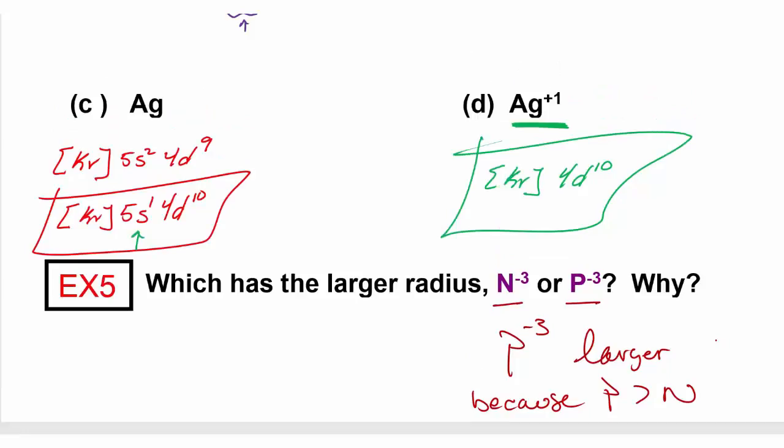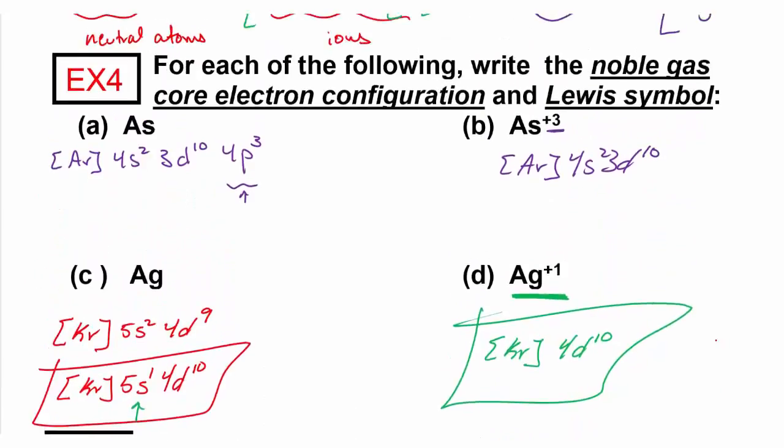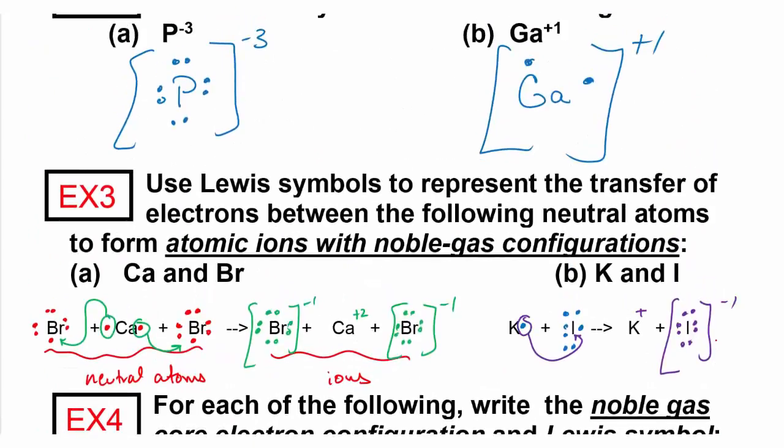So writing electron dot formulas of atoms and ions really is no big deal. You pretty much just write the symbol and then surround it with a number of valence electrons.